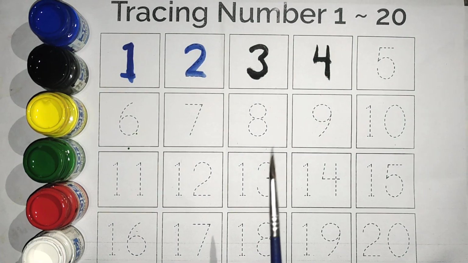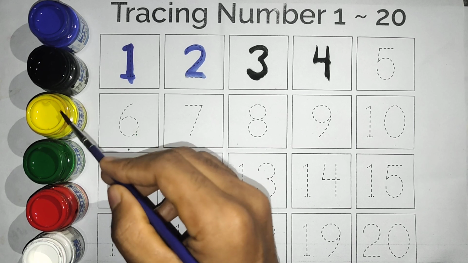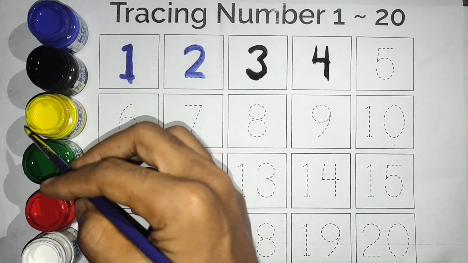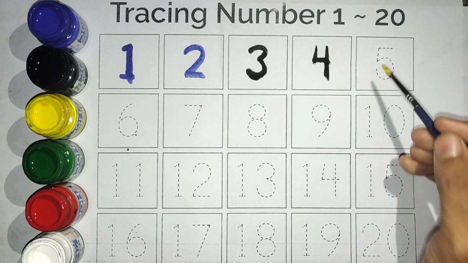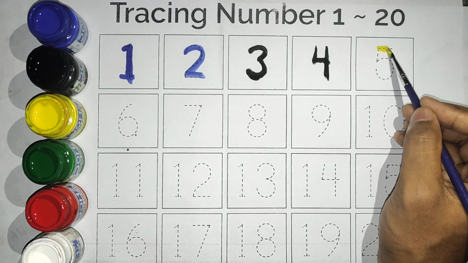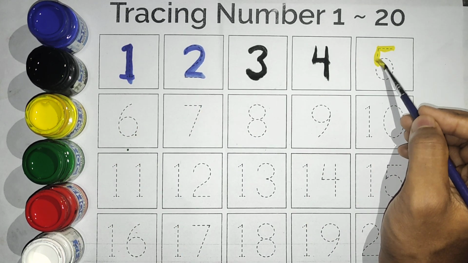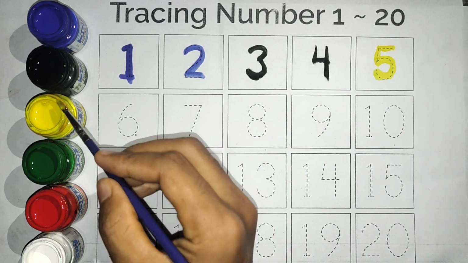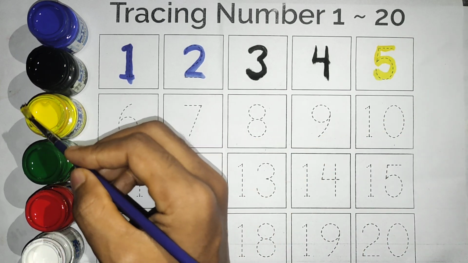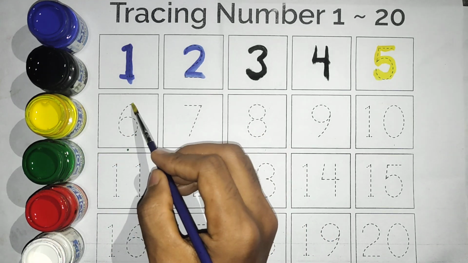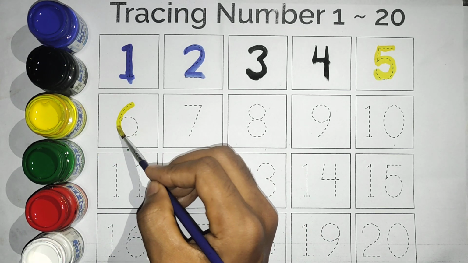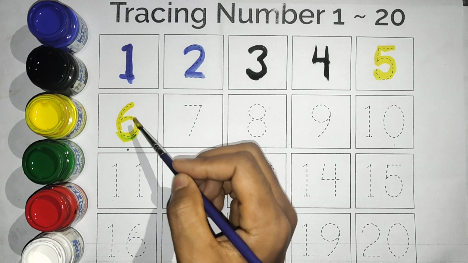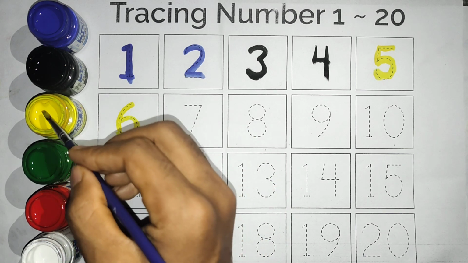5. Kids, now we are using yellow color. 5. F-I-V-E, 5. Kids, the next one is the number 6. 6. S-I-X, 6. Again we are using yellow color.